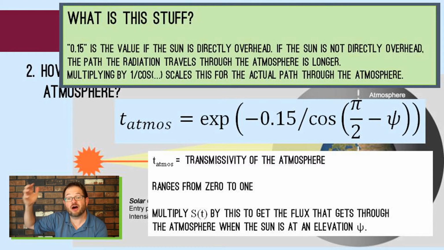Those terms are about how effective the atmosphere is at absorbing this radiation and the geometry of how long the path is through the Earth's atmosphere, so that you can come up with an idea of how much radiation is making it through the Earth's atmosphere.